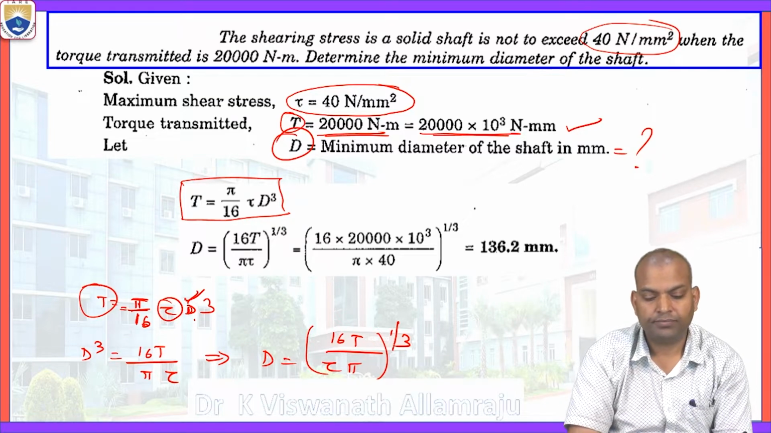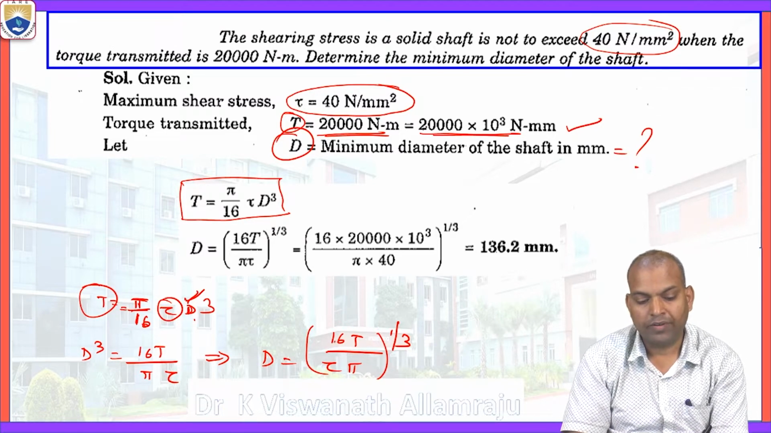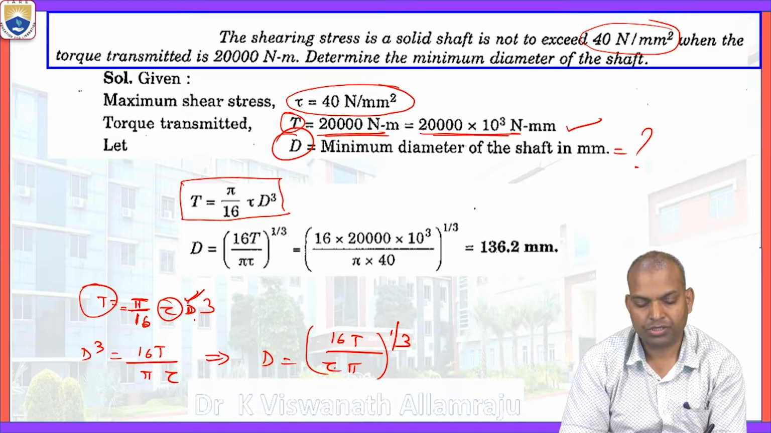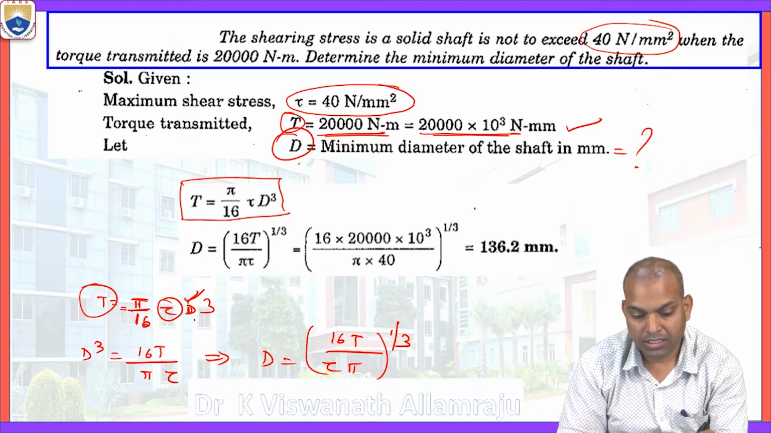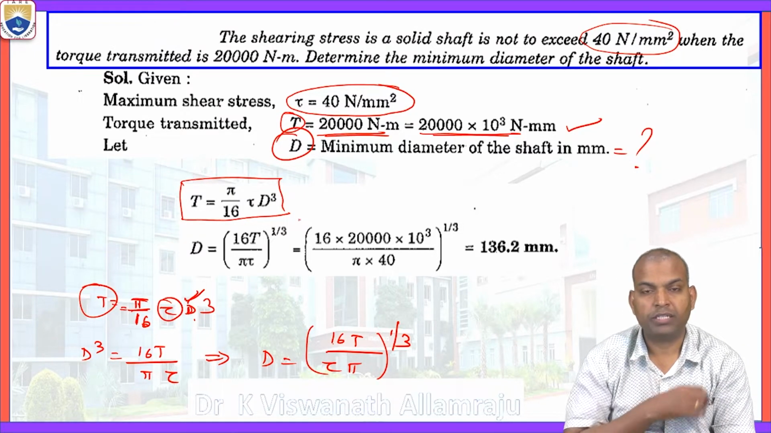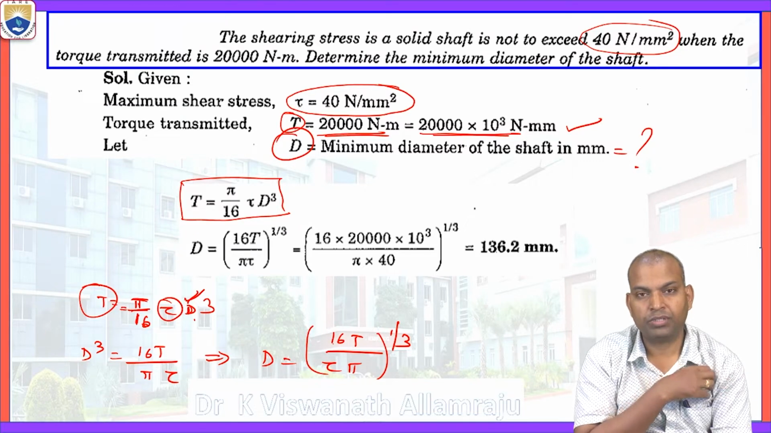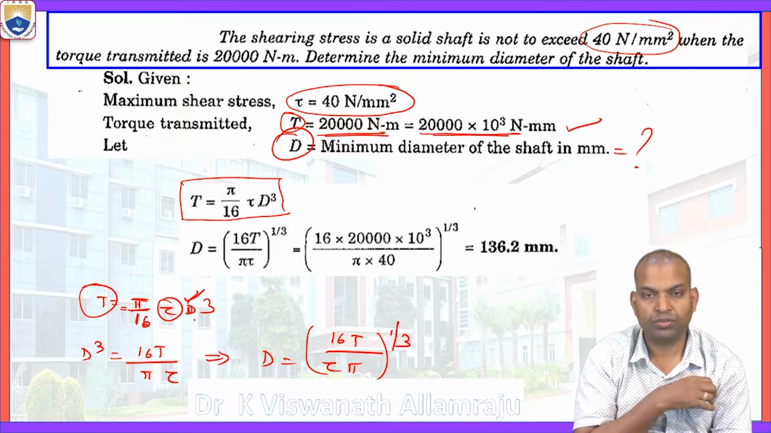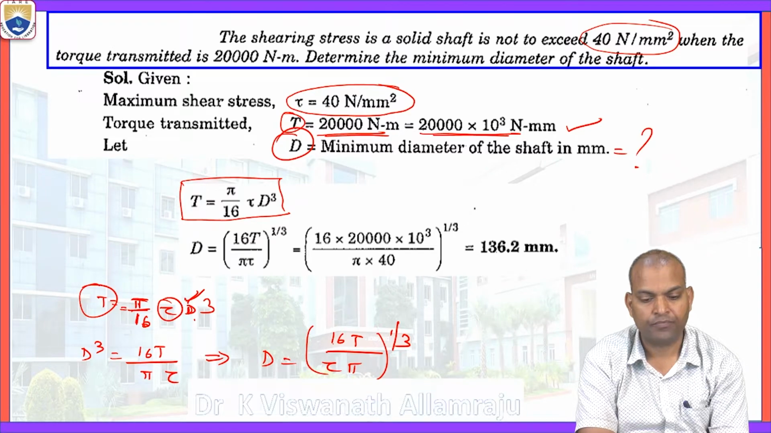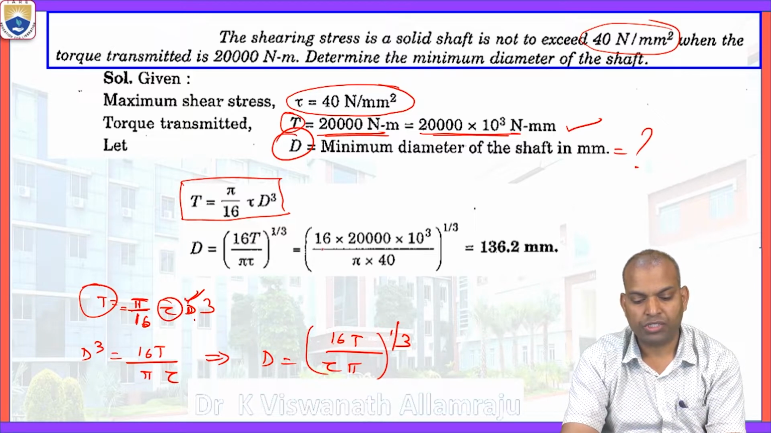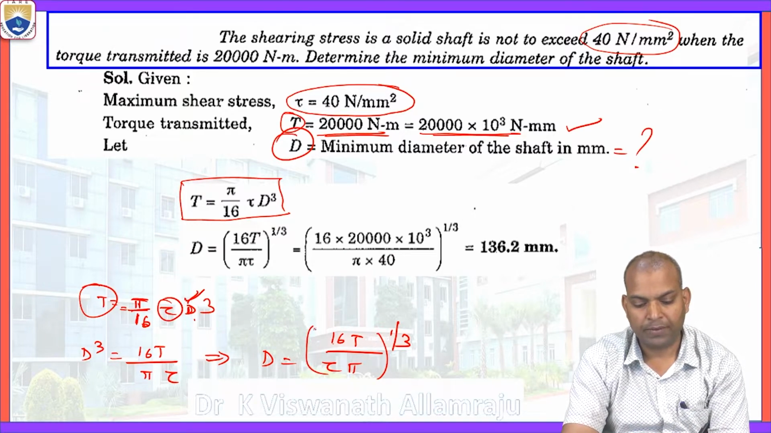So substitute here the known values: the torque T we know, and the shear stress we also know. Now 16 times the torque. One more thing: 20,000 Newton meter, to maintain dimensional homogeneity, convert this Newton meters to Newton millimeters. That is 20,000 into 10 cube Newton millimeter. So 16 times 20,000 into 10 cube by tau.